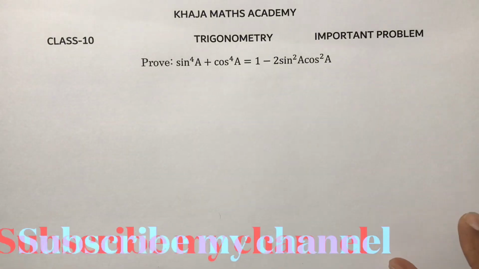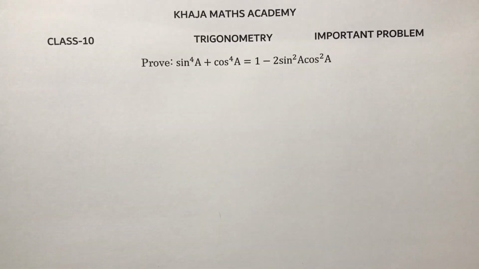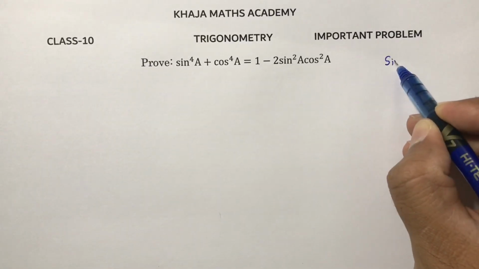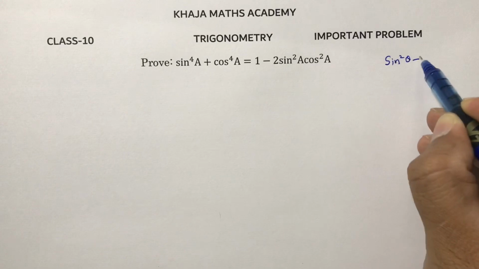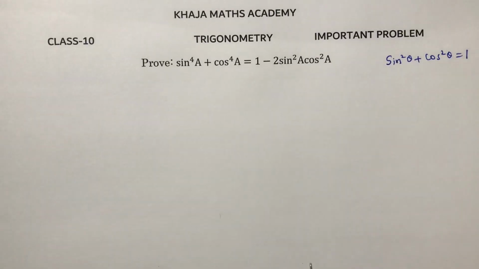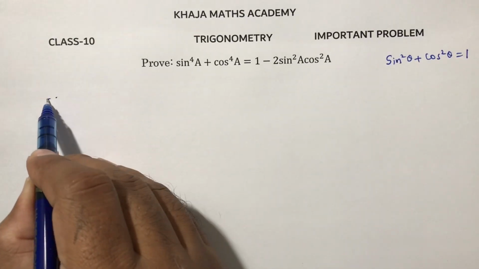Class 10th important problem from trigonometry. Prove sin power 4a plus cos power 4a equals 1 minus 2 sin square a cos square a. Here the problem is in terms of sin and cos. So sin square theta plus cos square theta equals 1. And one more thing. Take the LHS.